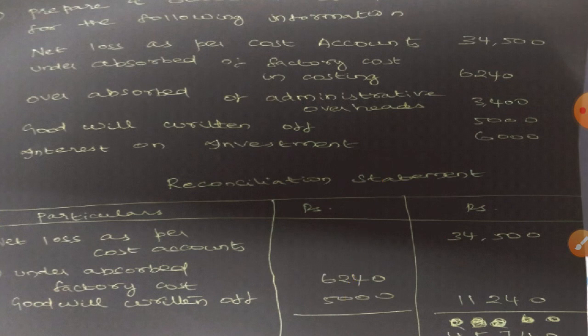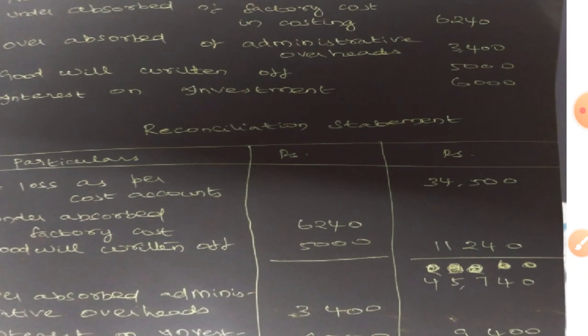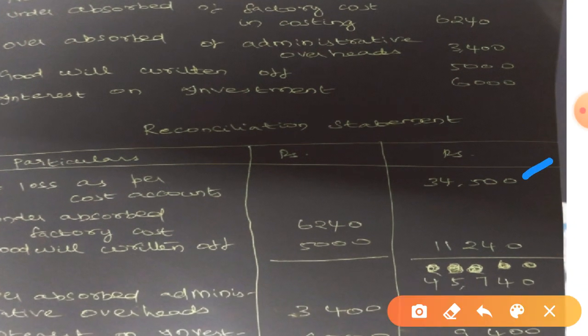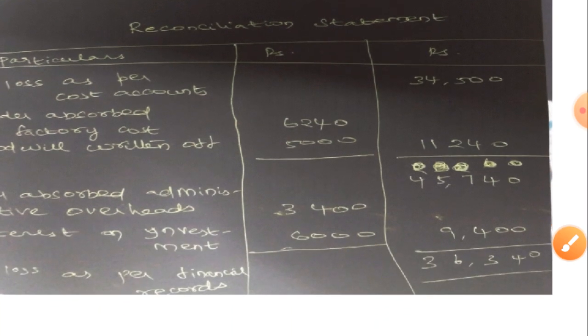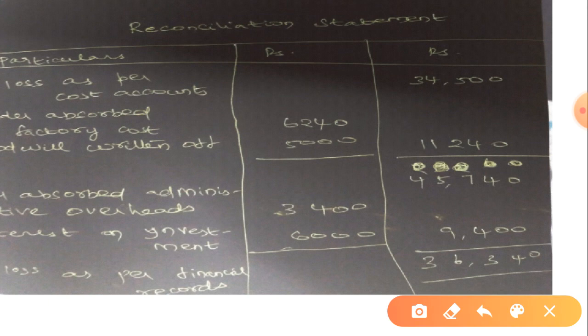So quickly we will do the calculations. Already we have this 34,500 in our outer column. If you add the additions which we have made, it gives you a total of 11,240. So if you add the outer column positive values, you get the value of 45,740. Now if you have a look at the negatives which we have taken, which is 9,400, from this 45,740, if you deduct this 9,400, we get our final value to be 36,340.